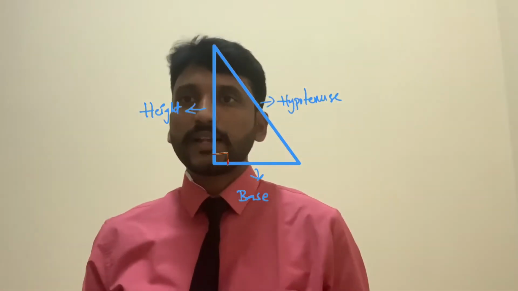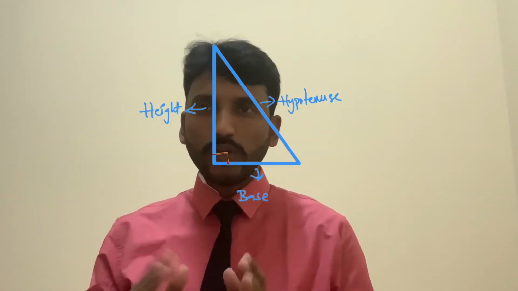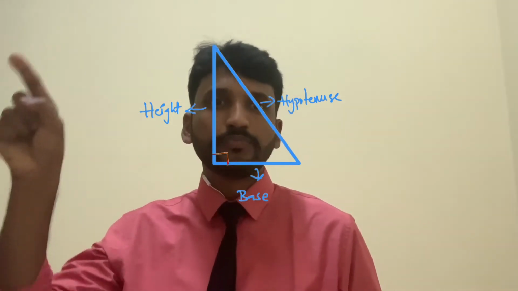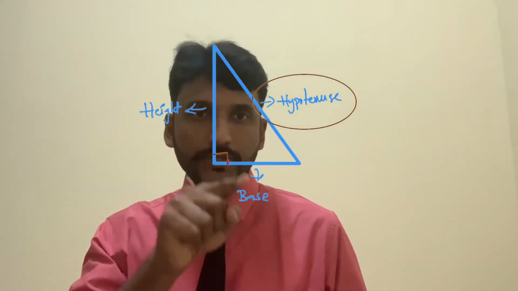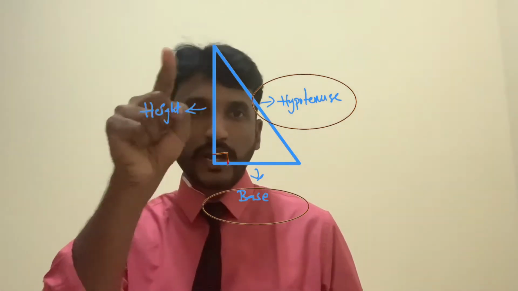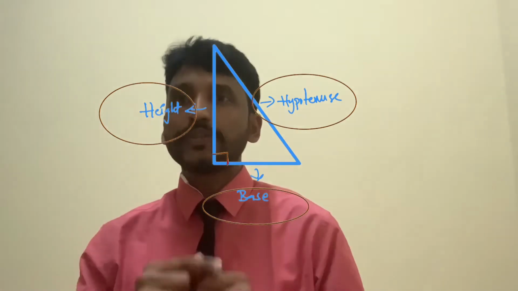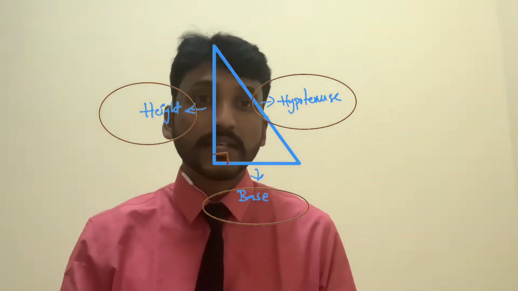Let's consider this right angle triangle in which we are going to make a relation between the three elements: the hypotenuse, the base, and the height of the triangle. If we can establish a relation between these three things, that will be called the Pythagoras rule.